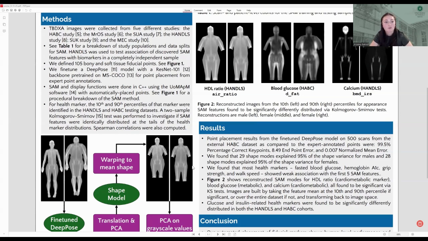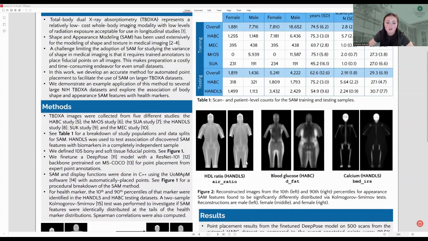When testing for distributional differences using our KS tests, we find that metabolic markers like glucose, like you can see here, and fasted insulin were found to differ at the tails. Frailty markers were not found to be significantly different in general, but cardiometabolic markers were, with HDL cholesterol ratio and calcium among those showing statistically significant differences.